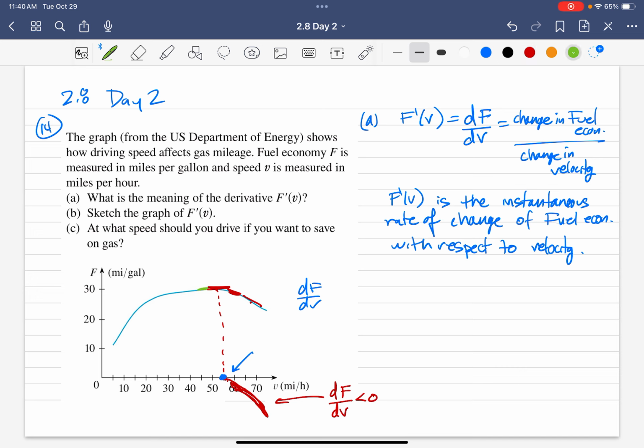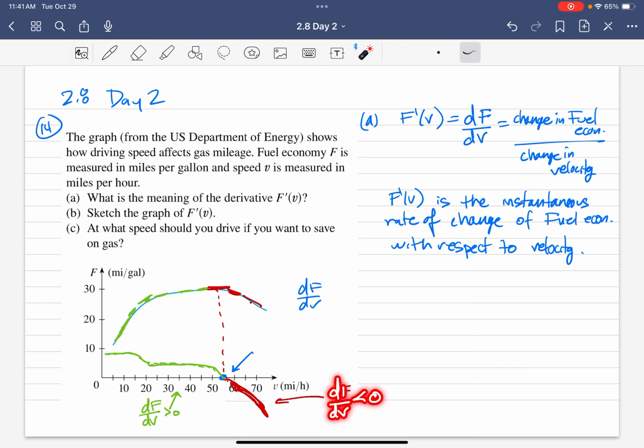But then it looks like I have a really small positive tangent line over here. Then it gets more positive, and it kind of stays constant. So it looks something maybe like this. But the main thing to notice is that over here, the change in fuel economy with respect to velocity is positive. So for every little bit you increase velocity, you actually get a positive change in fuel economy. Over here, for a change in velocity, you get a negative change in fuel economy.